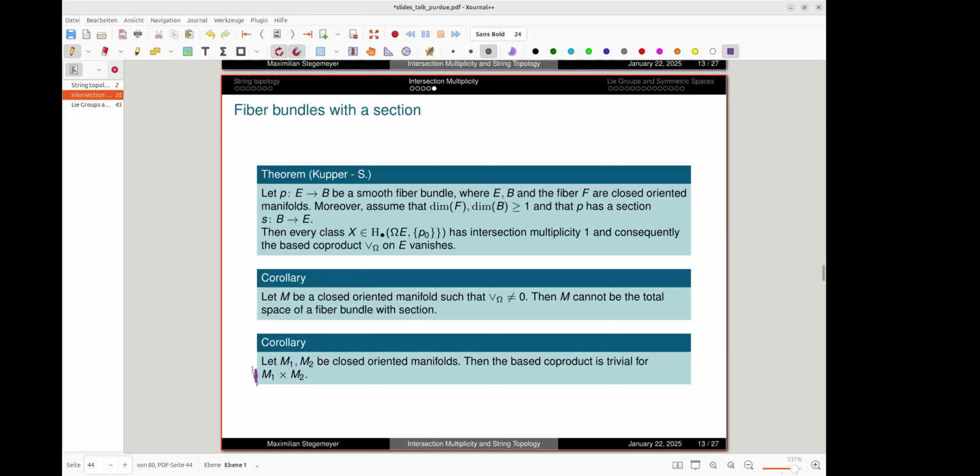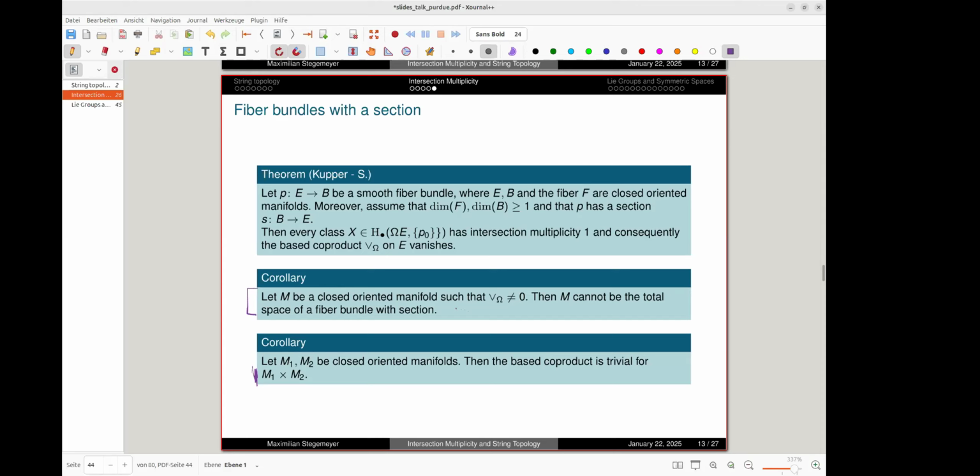Yeah, and of course, maybe also here this converse. If we have a closed oriented manifold with non-vanishing base coproduct, then in a sense we have an obstruction to this being the total space of a fiber bundle with a section. And I should actually add, of course, it can still be a covering or something, but it cannot have positive dimensional fiber and base. Yeah, that's pretty cool. That doesn't seem easy to obstruct in general, right? That's a hard thing to say, that you're not one of those, right?